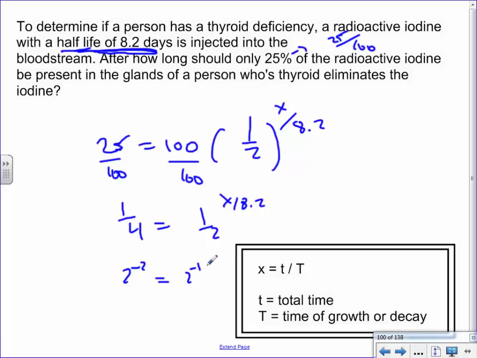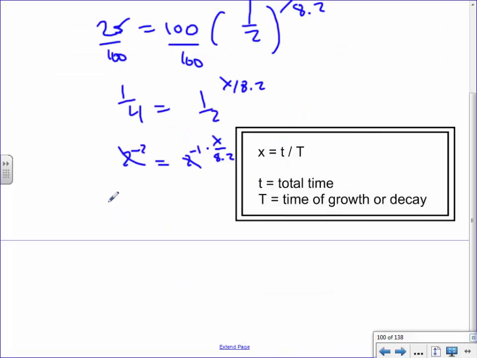Okay, that minus 1 still has to get multiplied by the x over 8.2, though. Don't forget, it still has to multiply into that remaining piece there. But hopefully you can kind of visualize, those 2's are going to cancel. You are left with -2 equaling -1 times x over 8.2.